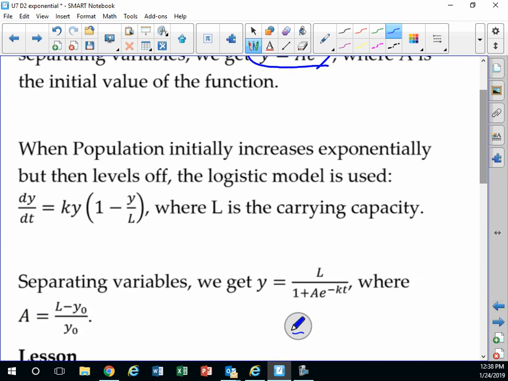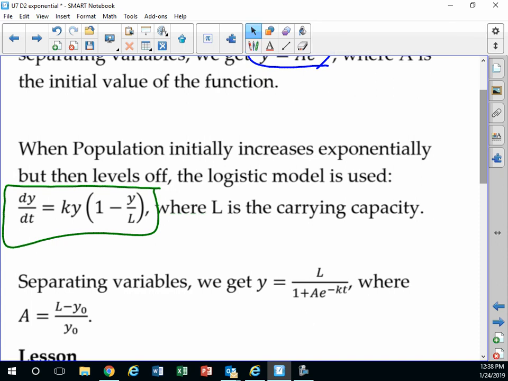All right. If you have a population that's going to grow exponentially first and then level off, if you have a function that levels off, it's called a logistic model. It's going to be something like this: dy/dt equals ky times 1 minus y over L, where L is what's called the carrying capacity. You know what carrying capacity means?